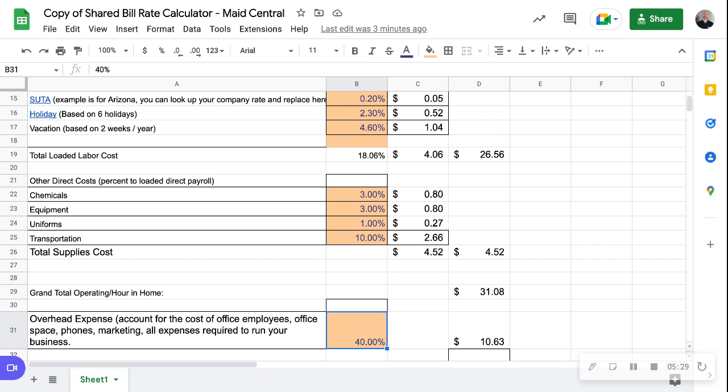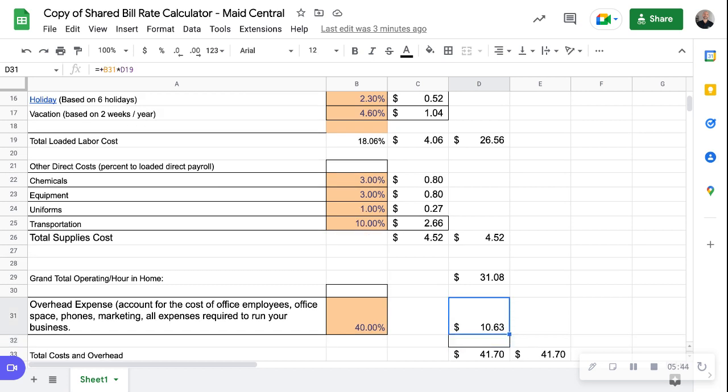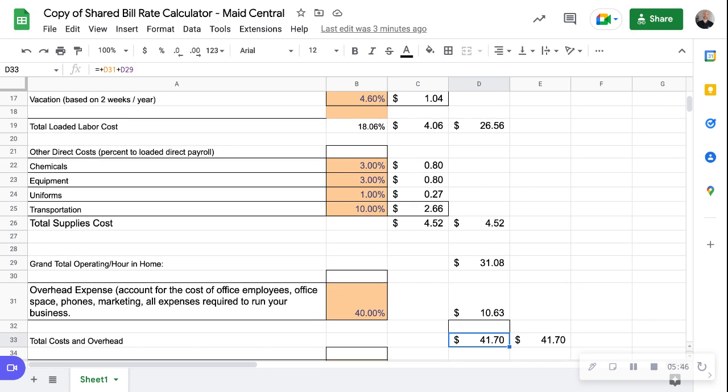I would recommend 25 to 45%, somewhere in there, to give you a rough estimate of a company at scale of the cost of doing business. Obviously, the leaner you are, the more competitive you can be in what your final bill rate is going to be. But adding some money into the hourly rate to cover that is probably critical so that you're charging enough into the future to cover your expenses.